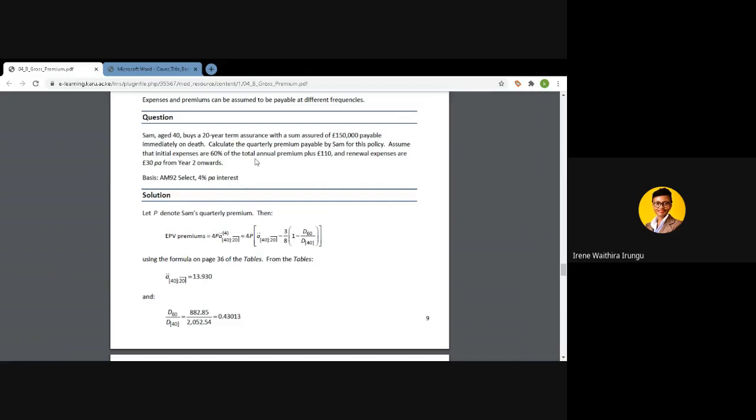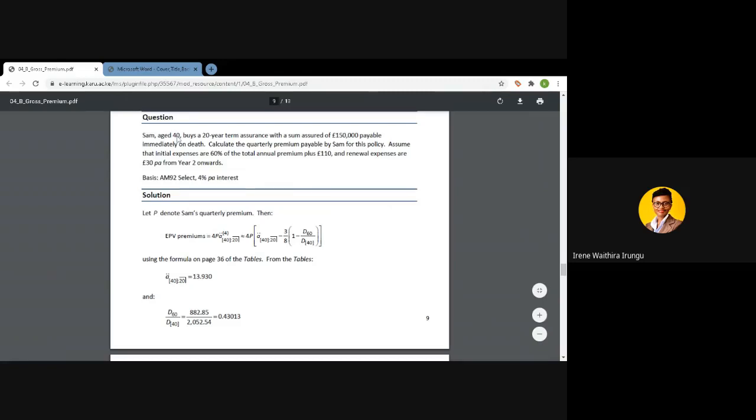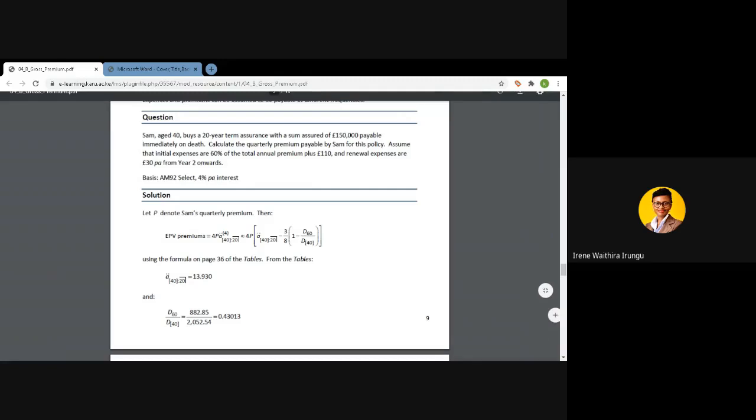We are told that in this case, we are calculating the quarterly premiums that are payable by Sam, and this policy is being issued to a 40-year-old, and it's for a 20-year term contract. So these quarterly premiums cannot go past 20 years. So we need to take care of that. Assuming this was an annual premium, we would simply have it as P ä 40:20.